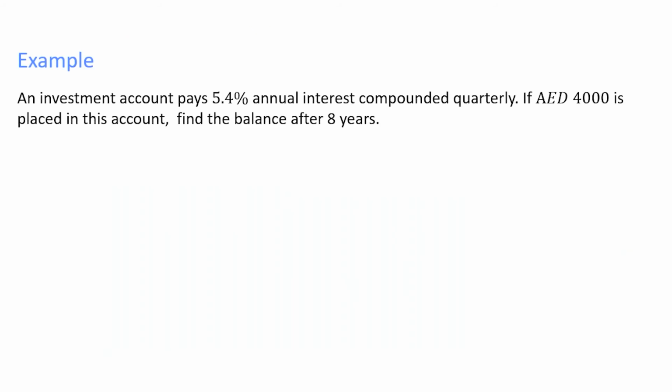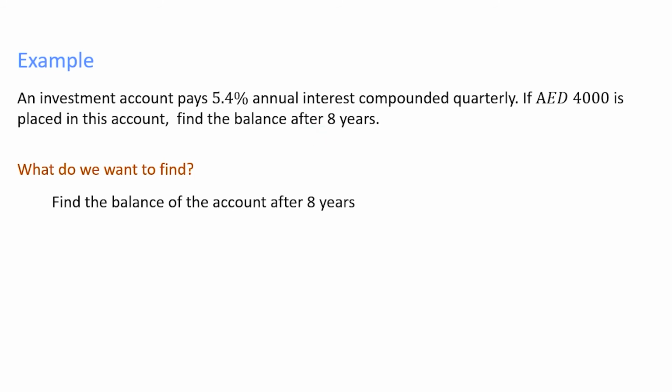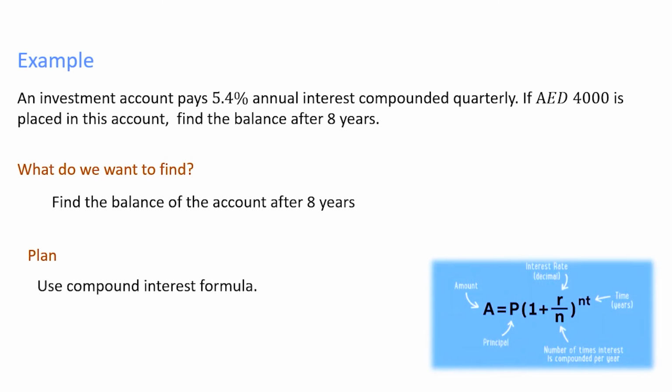An investment account pays 5.4% annual interest compounded quarterly. If 4,000 dirham is placed in this account, find the balance after 8 years. What do we want to find? We want to know how much money we have after 8 years. What is our plan? Well, our plan is simply to use the compound interest formula, which is this.